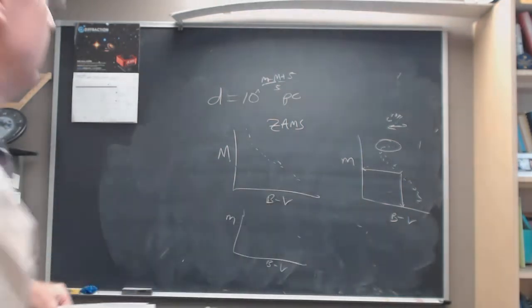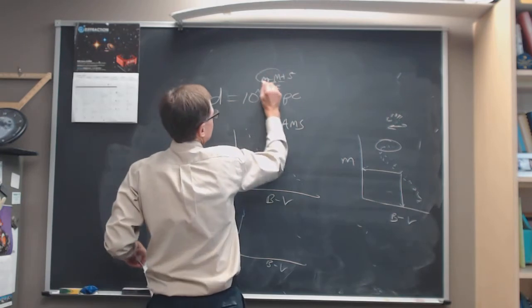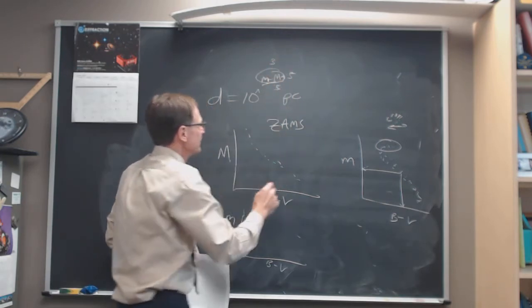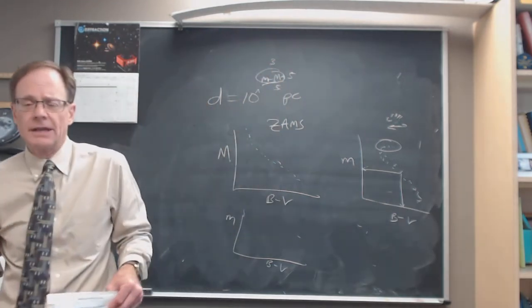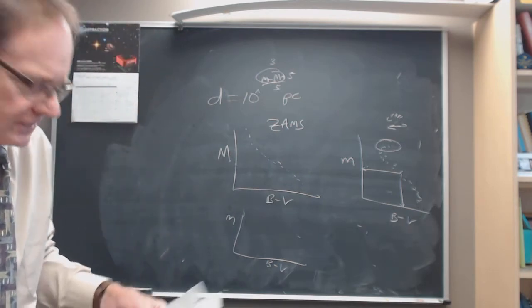m minus m right here. Small m minus big M. Apparent magnitude minus absolute magnitude would be 3. And you get a distance to the Pleiades that way. So that's a great way to do this exercise.